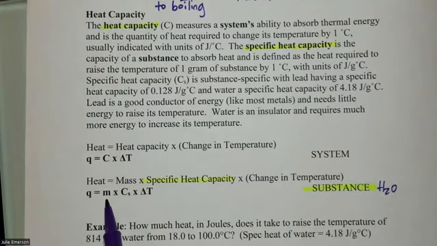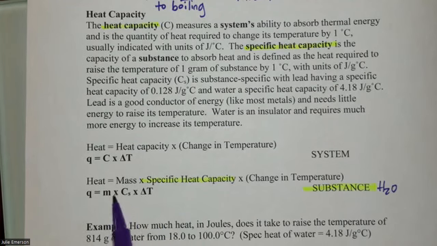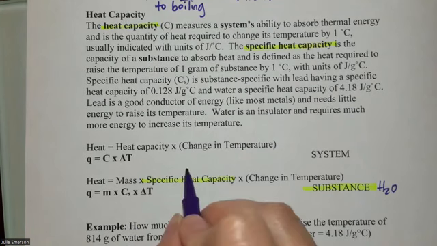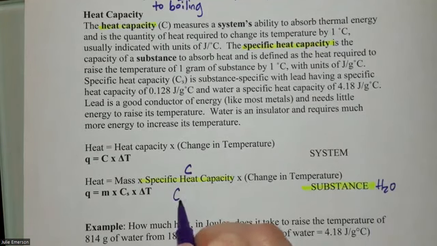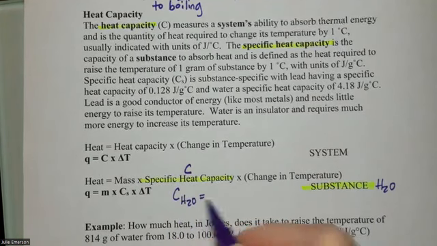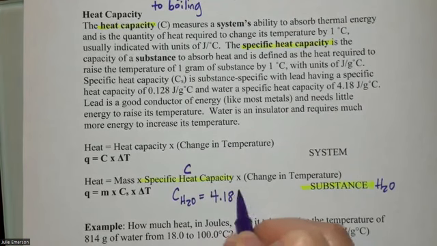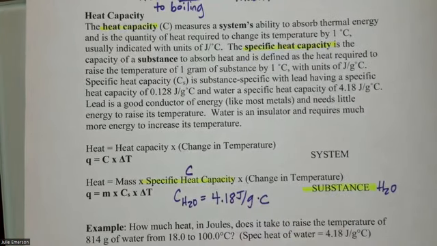Well, we need to know how much water do we have? Do we have 100 grams? Do we have 1,000 grams? So mass is the first thing we need to know. We talked about change in temperature. Are we trying to go up 10 degrees or 100 degrees? The C, that's the constant, and that is specific to the substance. So the constant for water, the C, is 4.18 joule per gram degree Celsius.